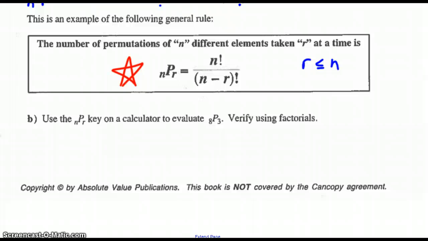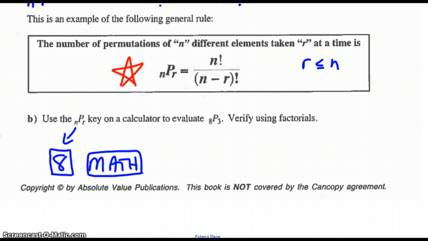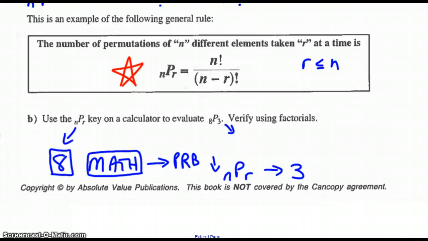Again, we have to type in the N value first. So if we're doing 8 permutations of 3, we're going to type 8 on our calculator. Then we're going to hit our math button. We're going to go over to probability. And we're going to go down to number 2 until you see the NPR key. Hit that. And then you're going to type in the number 3, your R value. And that would be 8 permutations of 3. And that should give the same value we had before, 336.